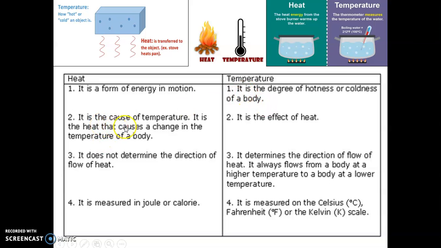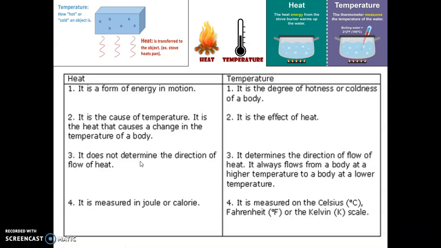Heat is a cause of temperature. It is the heat that causes a change in the temperature of the body. That is, because of the heat, the temperature of the body changes, whereas temperature is the effect of heat.